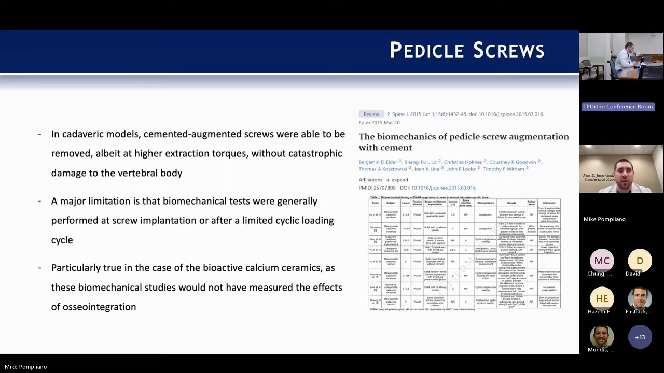So they looked at cadaveric models. Cement augmented screws were able to be removed, but they did require higher extraction torque. They did note that there's no catastrophic damage to the vertebral body. So essentially, you can get more fixation without catastrophic damage on the way out if needed, which is a pretty big limitation overall. There was a limit to the study in that there was limited cyclic loading and no time for bone ingrowth or ongrowth with respect to the screw.